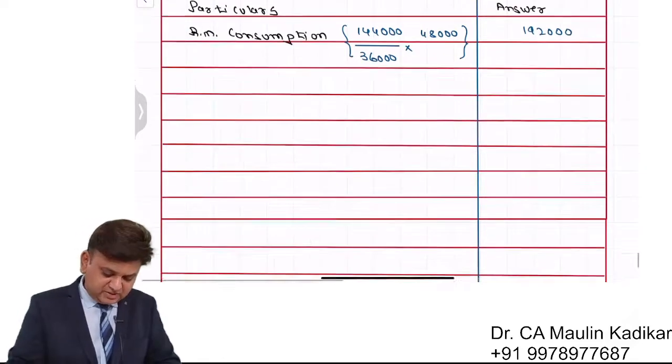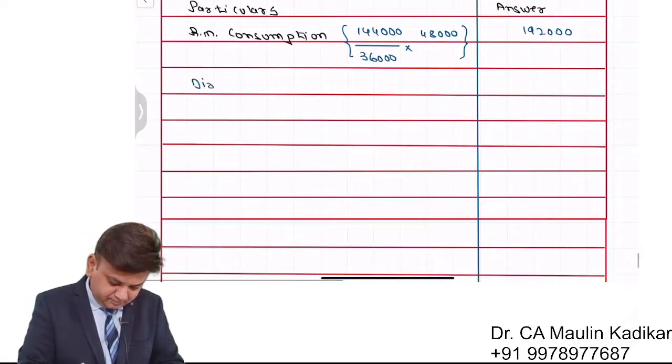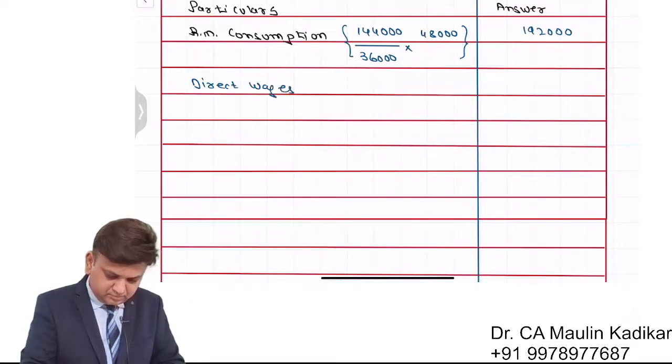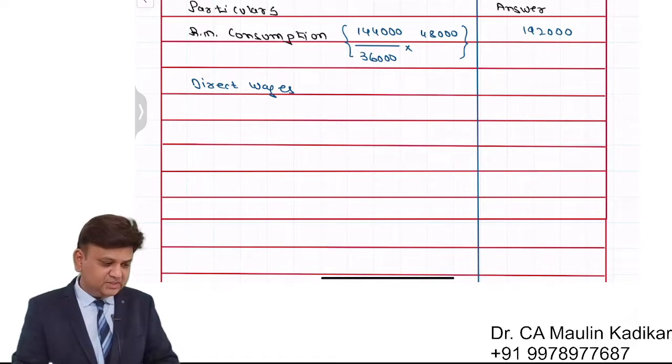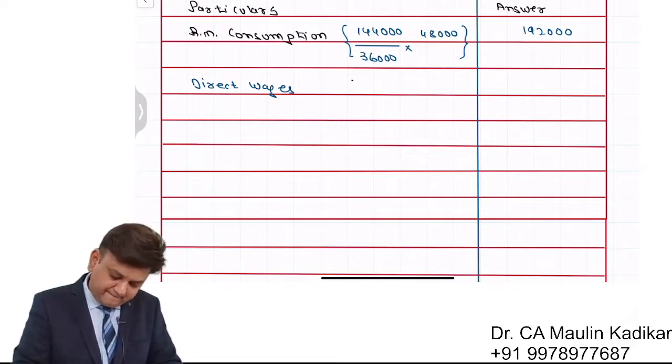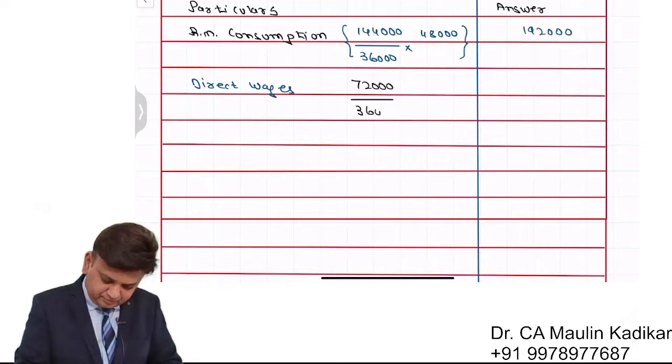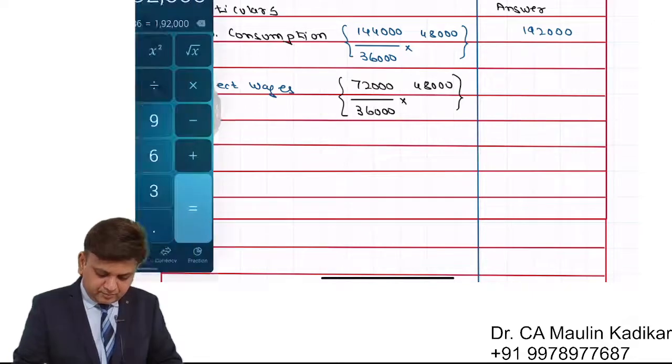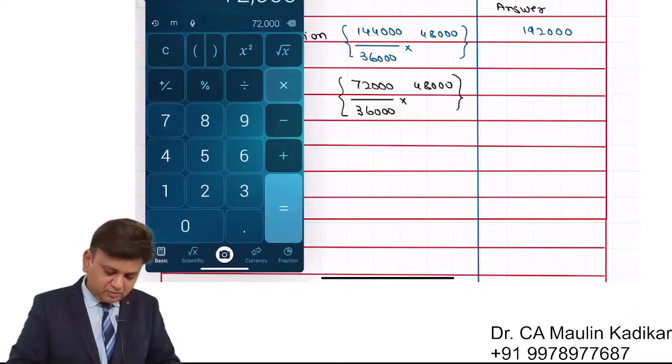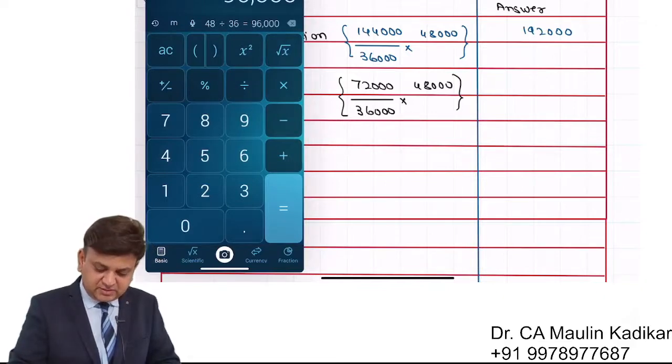Next is the direct wages. It is an amount of rupees 72,000 divided by 36,000 into 48,000. So 72 into 48 upon 36 comes to 96,000.